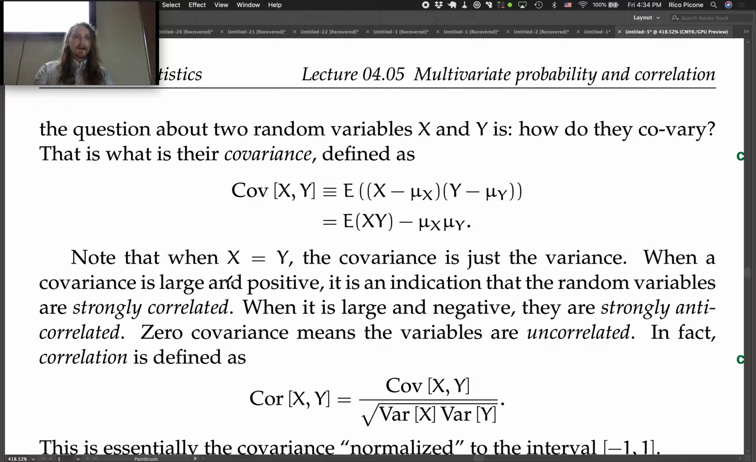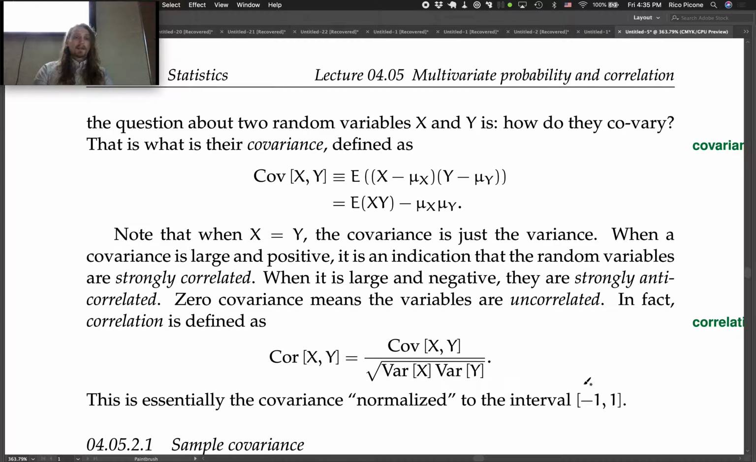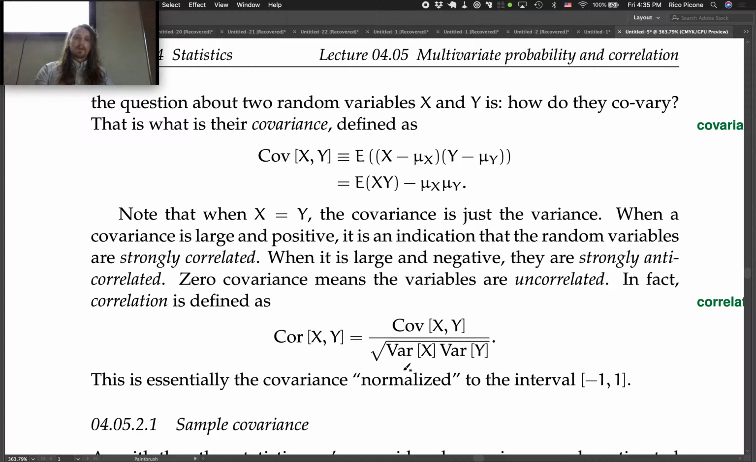When a covariance is large and positive, it is an indication that the random variables are strongly correlated. When it is large and negative, they are strongly anti-correlated. Zero covariance means the variables are uncorrelated. In fact, correlation is defined as being the covariance divided by the square root of the variance of each of them multiplying each other. This is essentially the covariance normalized to the interval -1 to 1. So the correlation is just the covariance normalized, and that's a really nice thing to see.